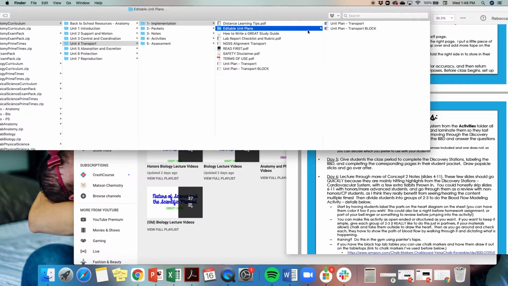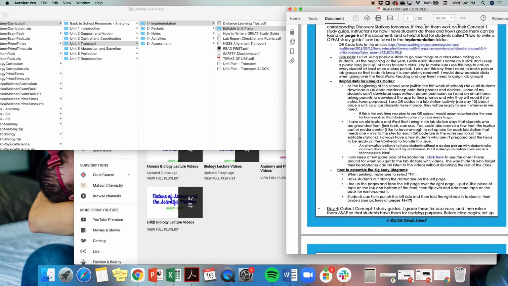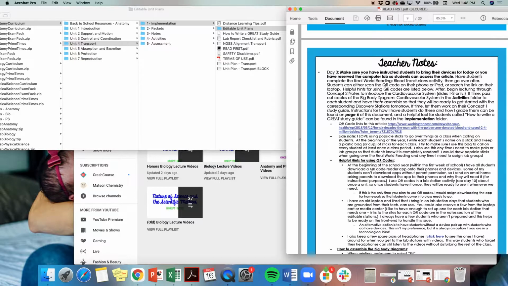There are also editable versions of these unit plans for you, because I know some schools have specific formats you have to use, and so this will help you manipulate those. But the read first document is what you're really going to want to look at, especially the first year teaching through the curriculum. It's everything you need in all of the tips.